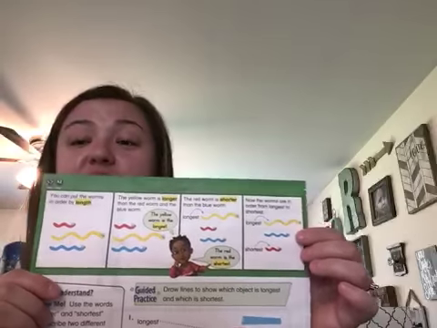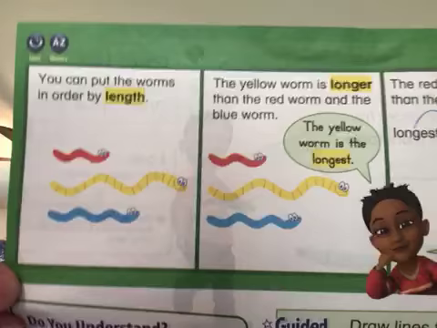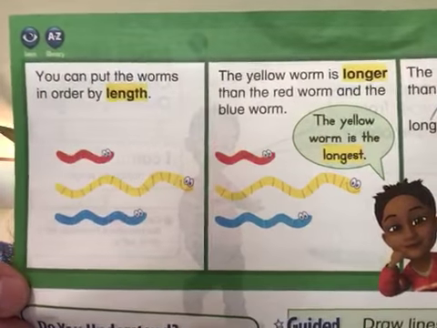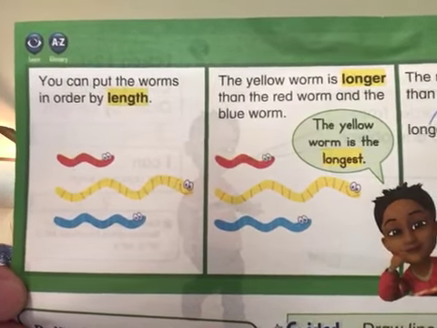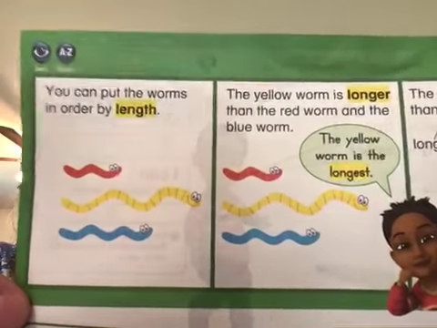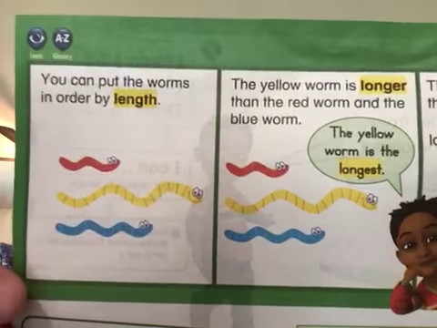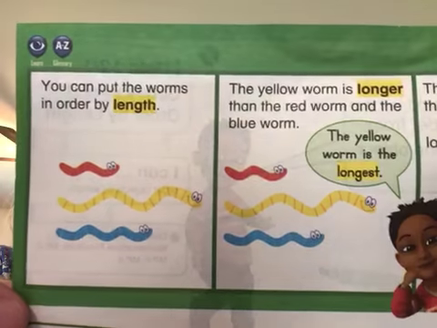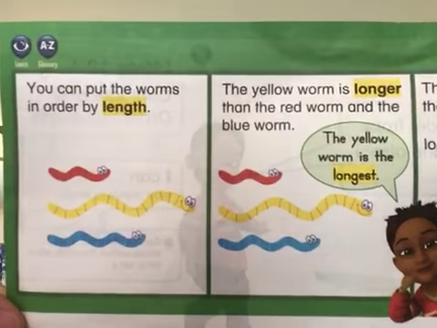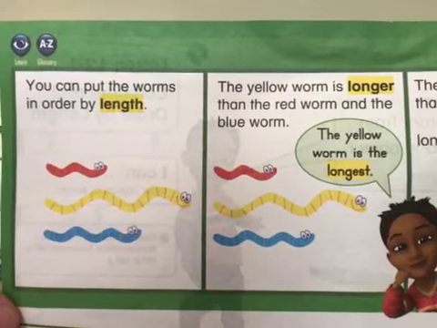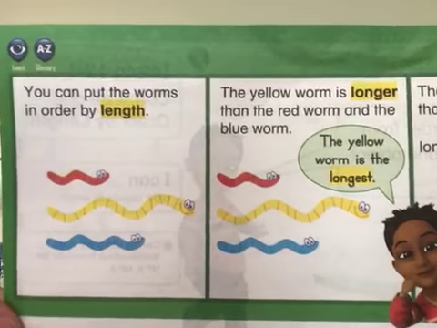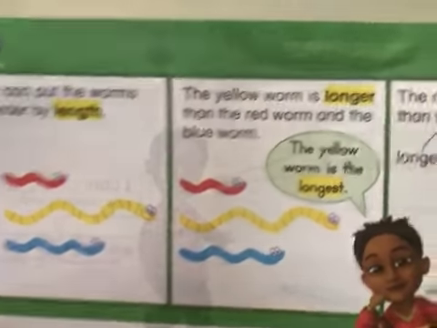So at this point, you have watched the Visual Learning Bridge 2. So I'm going to go over it a little bit at the top. It says you can put the worms in order by length. So right on this page, you've got 3 worms. You've got a red worm, which is the shortest, a yellow worm, which is the longest or largest, and the blue worm, which is kind of in the middle.